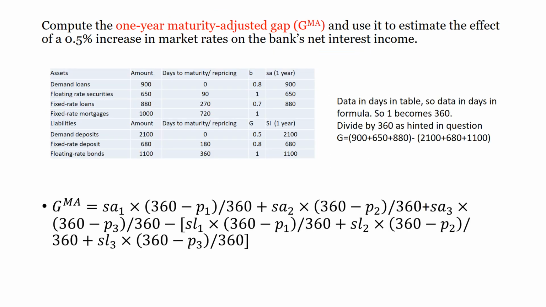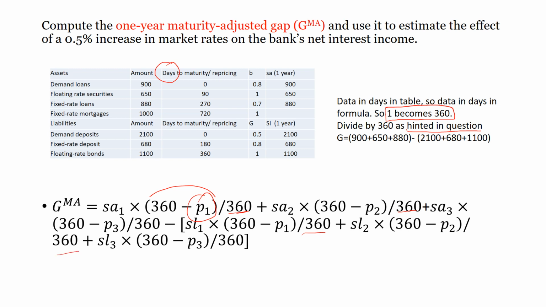So how do you use it? First of all, you have to adjust it to the fact that all your data are in days, and the formula, as I explained in the first video, is given in a generic format in years. So the 1 you see in the formula has to become 360, because the 1 is in fact 1 year. The question hints that you have to divide P by 360. In fact, it's not P, it's this whole bracket that you divide by 360 because it's 360 days in a year. So I've done that here. I've divided all the brackets by 360.